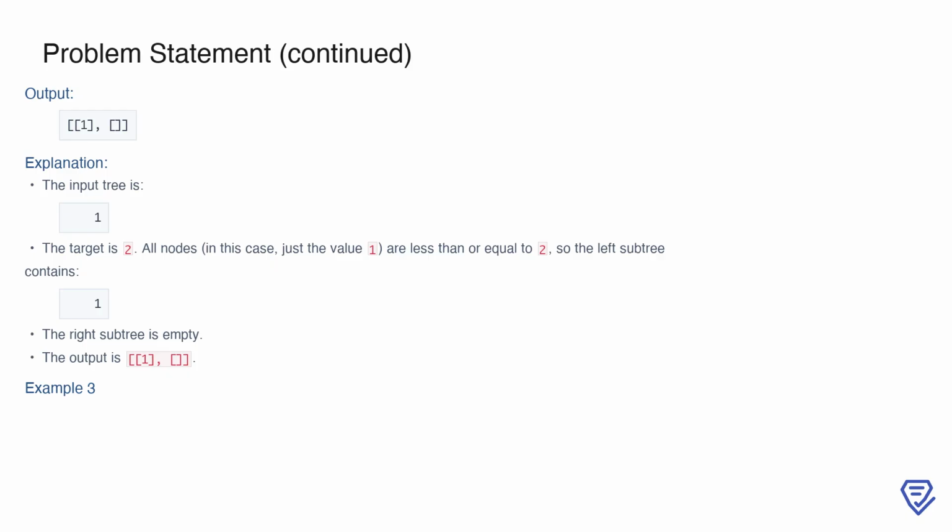Now consider a simpler example where the input tree is just a single node with the value 1, and the target is 2. Since the only node, 1, is less than or equal to the target, the left subtree will simply be the tree containing this single node. The right subtree, however, will be empty because there are no nodes with values greater than 2. The output is therefore 1, and empty, representing the left and right subtrees respectively. This demonstrates how the function handles cases where the entire tree falls into one of the two resulting subtrees.